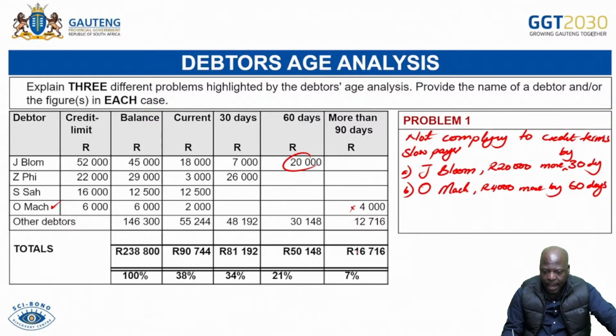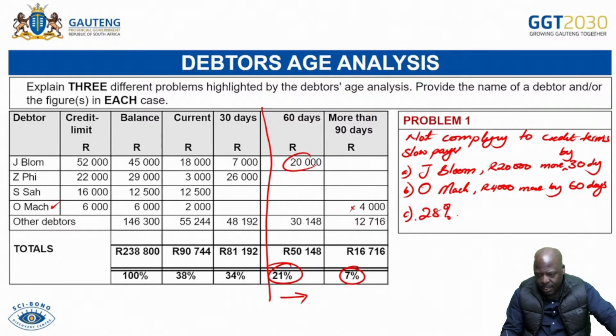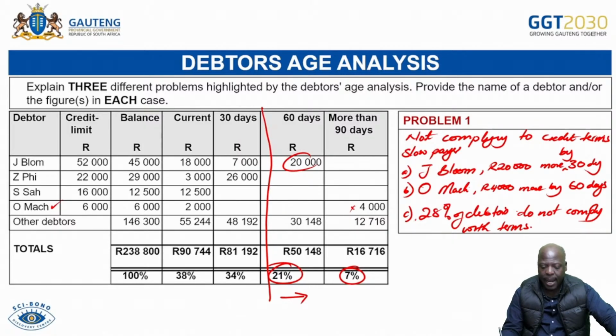All right. And then if you are able, you can go again another point. You can see that all that is on this side is not complying. So 21% plus 7%. So you can see that 28% of our debtors do not comply with terms.